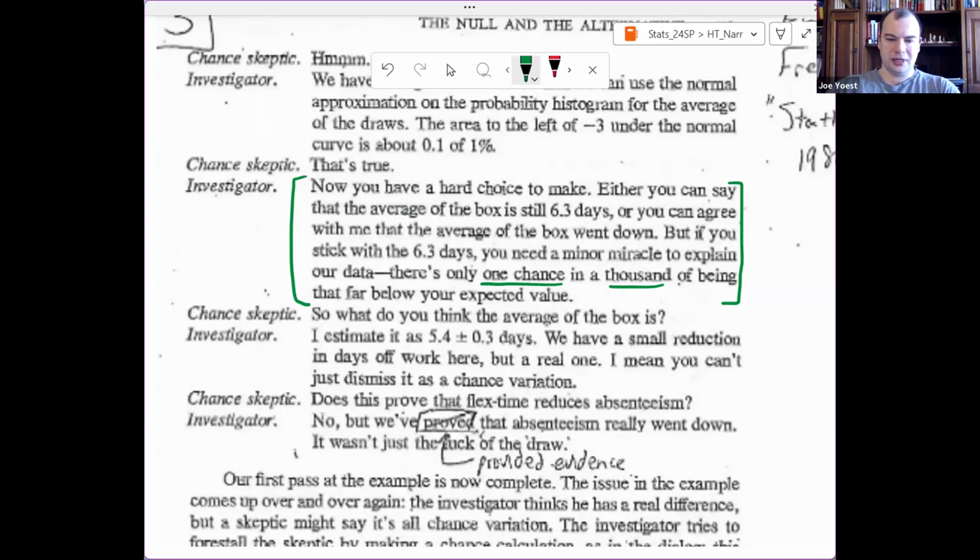And again, what it does not say is that the flex time is what reduced the absenteeism. We've argued that absenteeism went down, but the causative side of things has not been established.